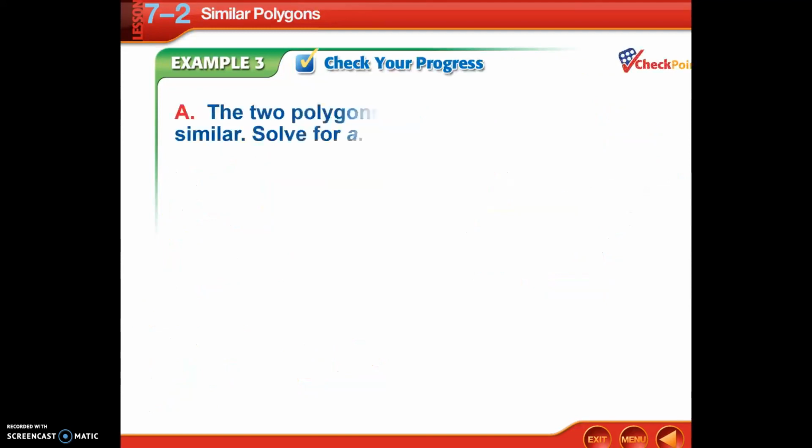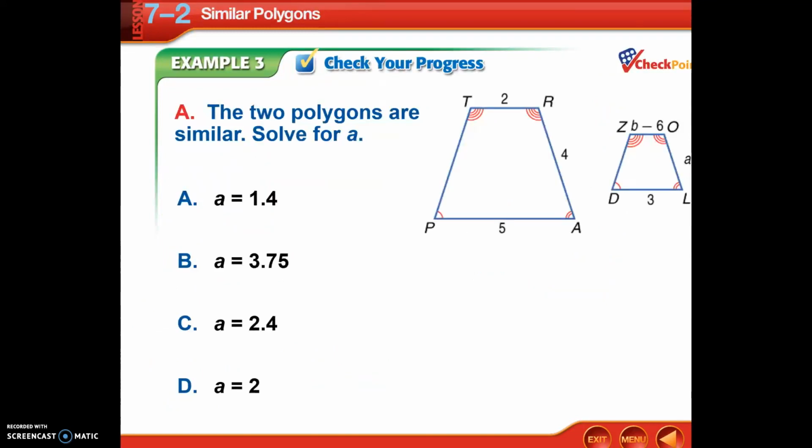All right, I'm going to go ahead and let you work out this problem in your notes. If you have questions, let me know. You should get that A equals 2.4 and B equals 7.2.